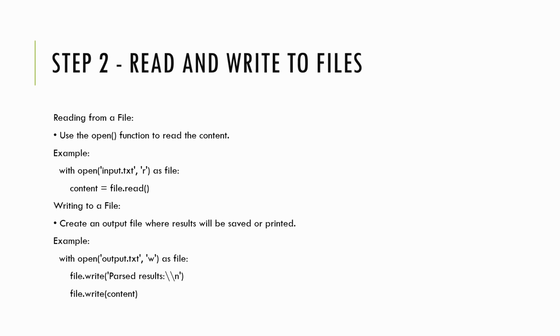Next, let's look at how we will read and write files. In Python, we can use the open function to read from a file. Here's an example. With open input.txt, r as file, content equals file.read. This reads the entire content of the file. Once we have processed the data, we can write the results to an output file like this. With open output.txt, w as file, file.write parsed results. This will allow us to capture and save the parsed data.